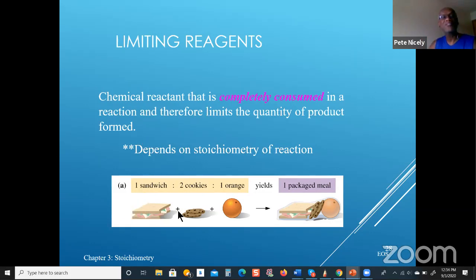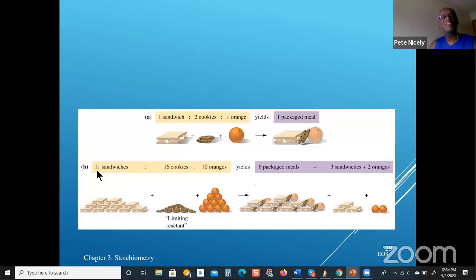You have one sandwich, two cookies, and one orange, and when they come together, they form a meal, all right? So you may be given a situation where you're given 11 sandwiches, 16 cookies, and 10 oranges, all right? Obviously, this is not a 1:2:1 ratio as established by the formula used to determine the amount of the different items to make one packaged meal. So the question now becomes, how many meals can you get from this combination here?